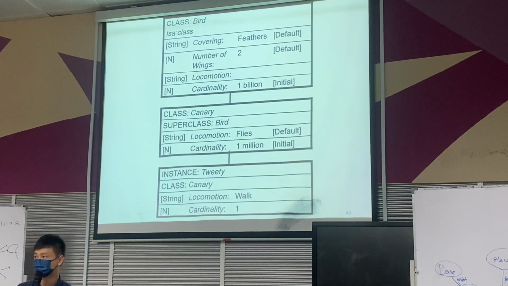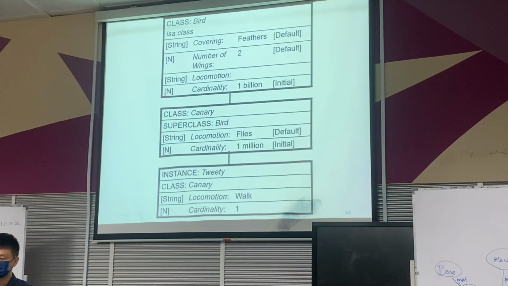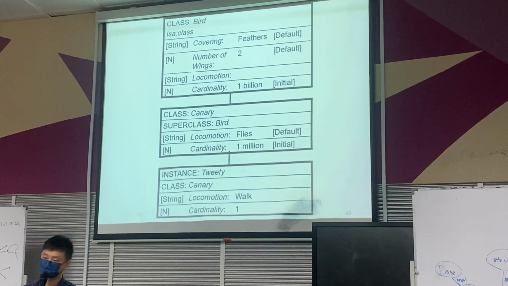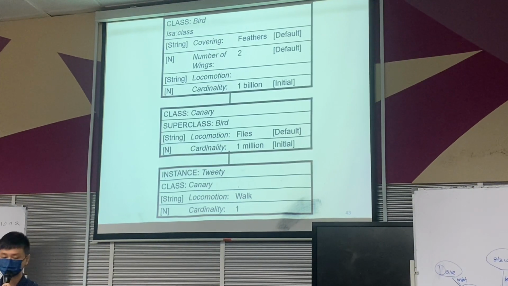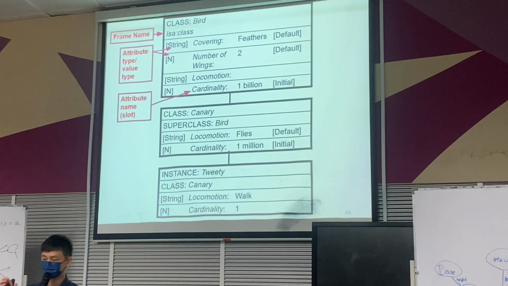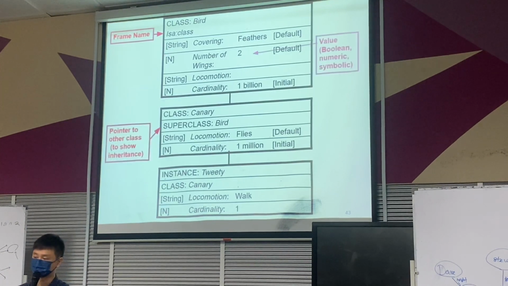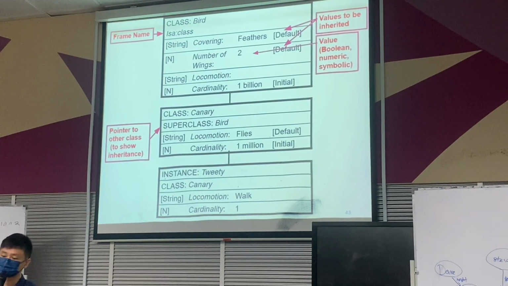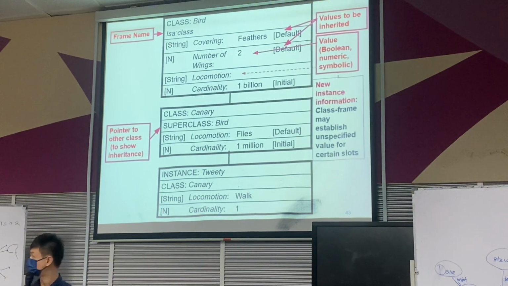But the default cannot be changed. We know that by default humans have 2 legs, 2 hands. But initial means that maybe after 5 years the population of humans in Malaysia may change from 1 million to maybe 5 million. Initial is a value that can change. Again, it's optional whether you want to put the data types or the facet. It's up to you. But the 3 elements that you must include are the class name, the attributes, and also the value.